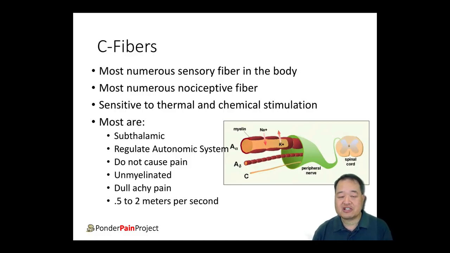When we start to take a look at C fibers, they're actually the most numerous sensory fiber in the body. A majority of these are nociceptive, but also realize that a lot of C fibers are not specific to pain, not specific to nociception. They're chemical messenger systems that can respond to a lot of different types of stimulus, nociception being one of the primary ones, but they can also respond to other types of stimulus. They're most sensitive to thermal and chemical stimulation, like we talked about.